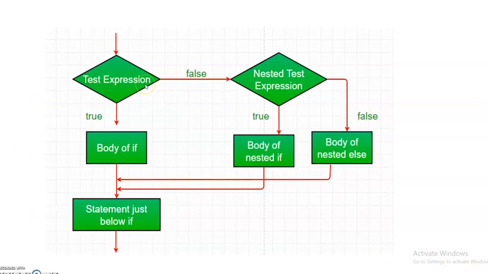This is the flow chart of the nested if statement. There is a test expression, then if that expression is false, another test expression. It will return either true or false. After the execution of these blocks, it will jump to the next statement after the body of the if statement.